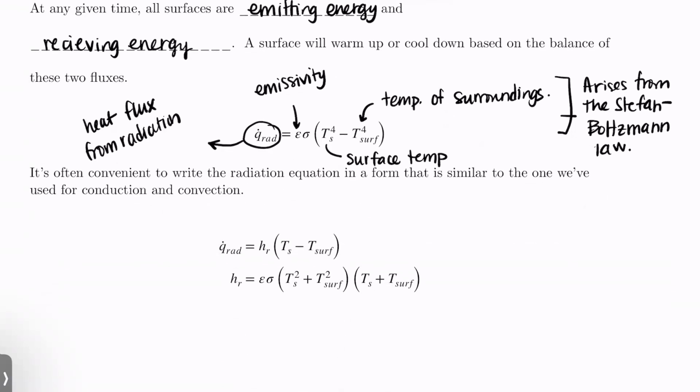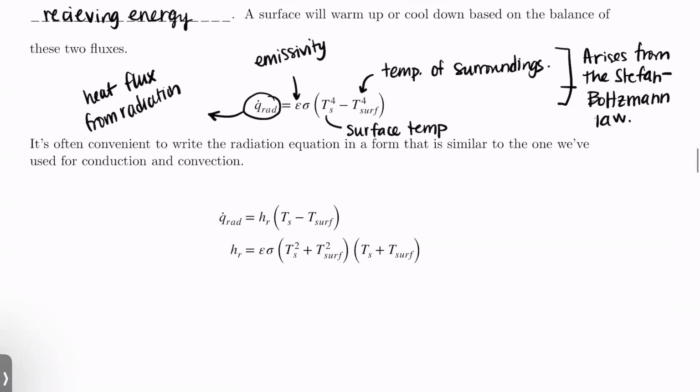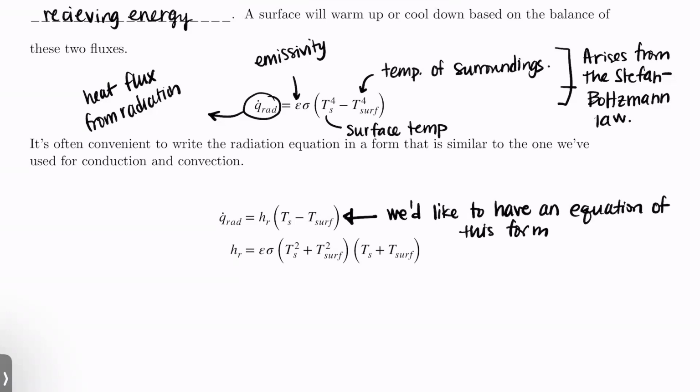It would be awfully convenient if we could write the radiation equation in a form that's similar to what we've seen for conduction and convection, where we just have a Ts minus T surf. And so we want to end up with an equation that looks like this. So we'd like to have an equation of this form. But the trouble is, what is this HR then?